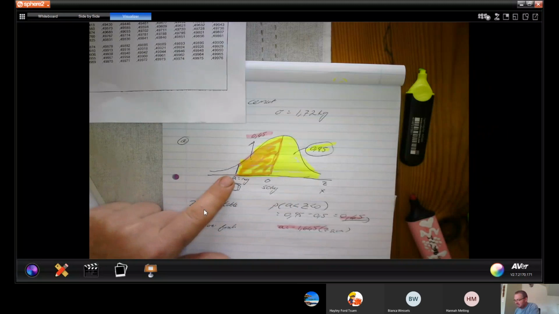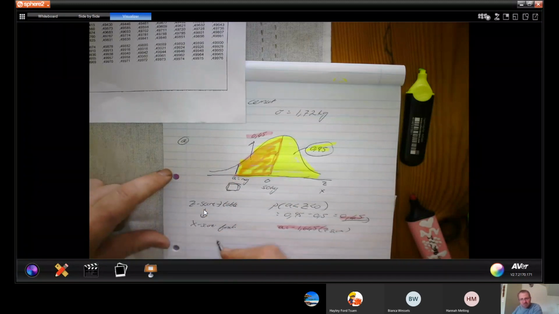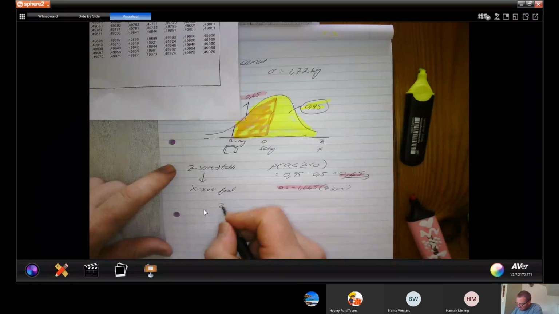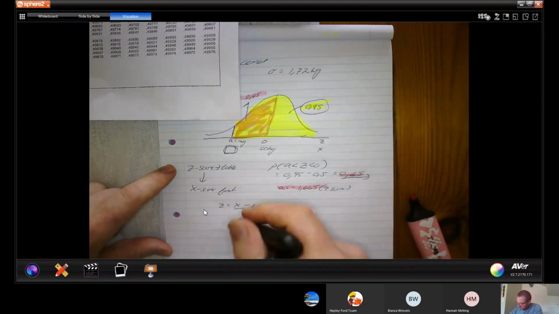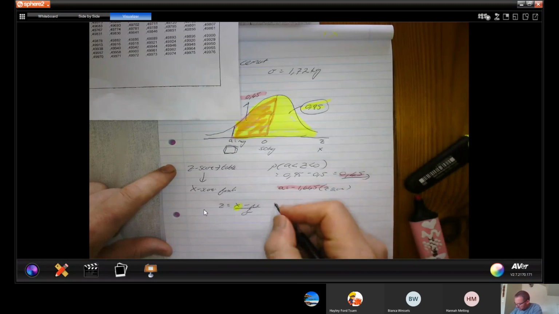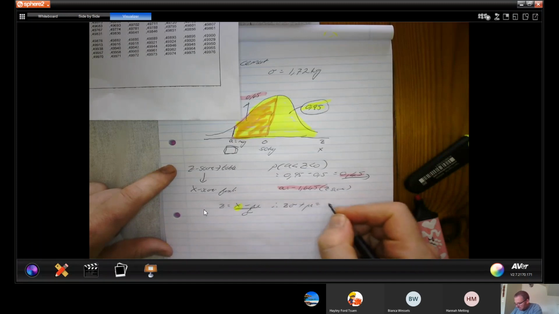I need to now convert that Z score into an X score, right? So I'm going to use the fact that Z is equal to X minus mu over sigma. Remember, that's on your formula sheet. We know the Z score and we're looking for the X score. Some people like to put the numbers in first. I like to manipulate the formula first. So if I multiply by sigma, I get Z sigma plus mu is equal to X.